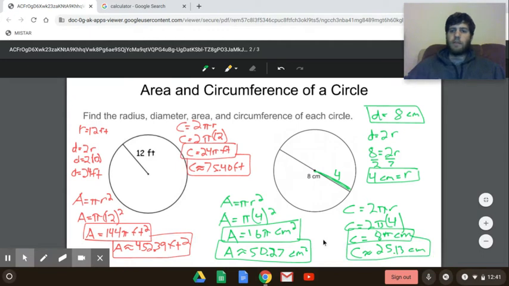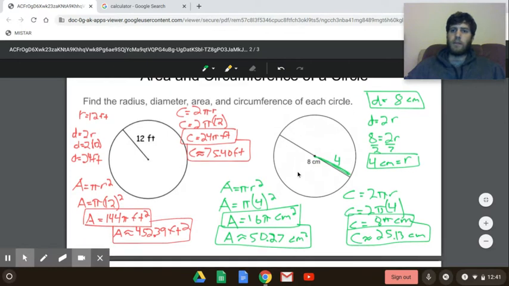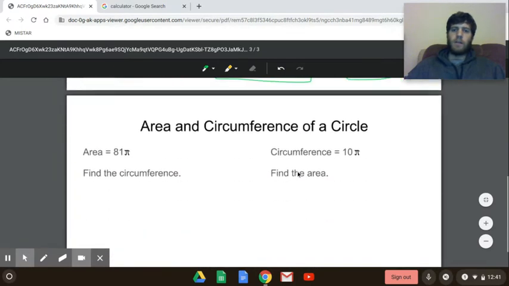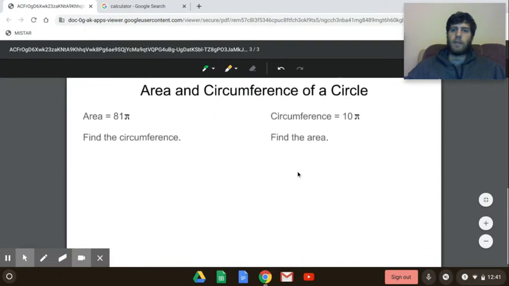Okay. Right. So fairly simple, should be mostly review from middle school math. Okay, this week's going to be a little bit easier, I think. All right, and then we have 2 more problems we want to look at here. One, they're going to give us the area, and we want to find the circumference. The other one, they're giving us the circumference, and we want to find the area.